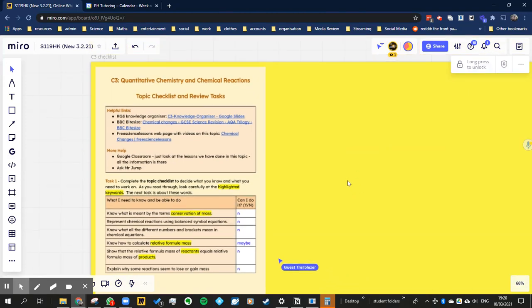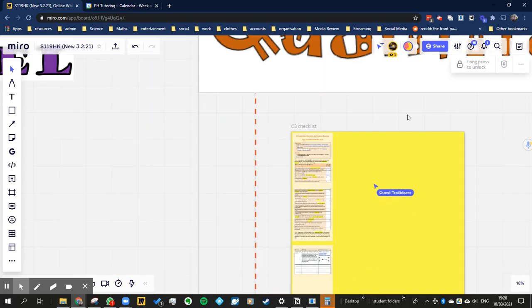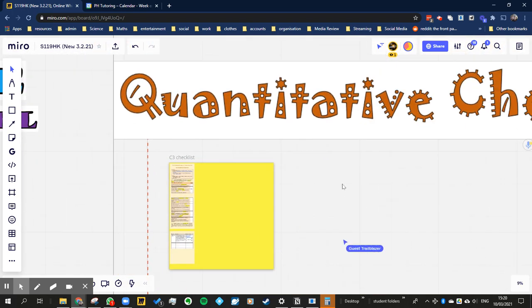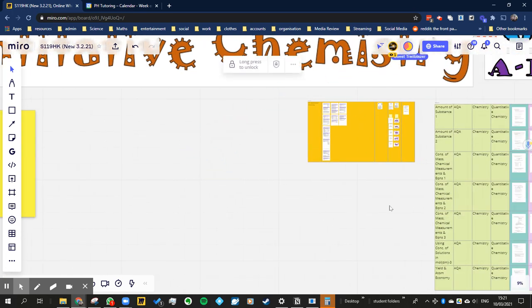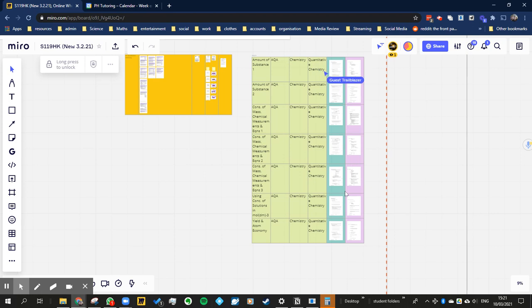So here we have the checklist for quantitative chemistry, inside the part of the whiteboard labeled quantitative chemistry. To the right, you've got loads and loads of pages from your specification, loads of mind maps, and you've also got lots of different tests with the answers all on quantitative chemistry.